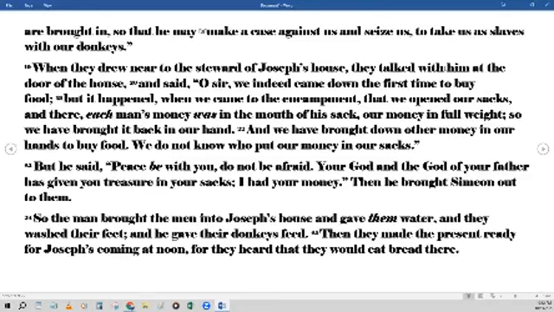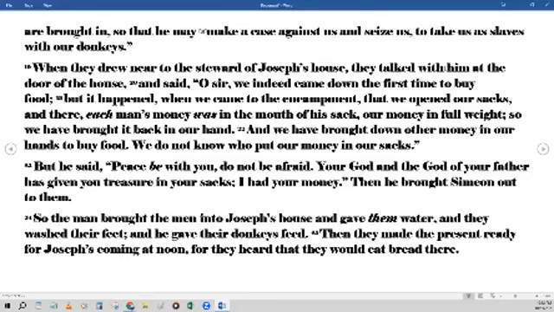and said, oh, sir, we indeed came down the first time to buy food, but it happened when we came to the encampment that we opened our sacks, and there each man's money was in the mouth of his sack, our money in full weight. So we have brought it back in our hand, and we have brought down other money in our hands to buy food. We do not know who put our money in our sacks.